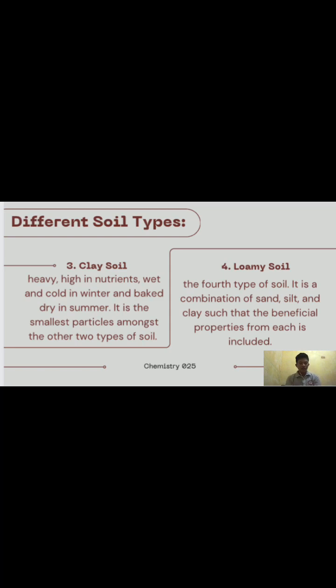The fourth type of soil is the loam soil. So loam soil is the fourth type of soil. It is a combination of sand, silt, and clay. So ito pala ang tawag doon sa kombinasyon ng tatlong nauna, such that the beneficial properties from each is included. For instance, it has the ability to retain moisture and nutrients. Hence, it is more suitable for farming.